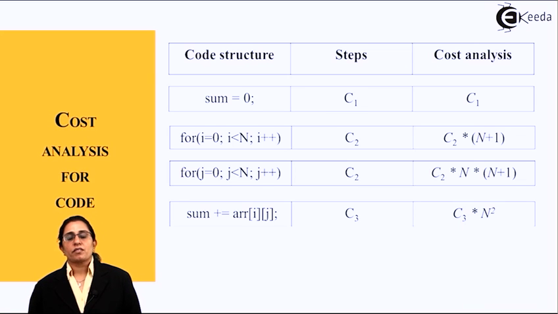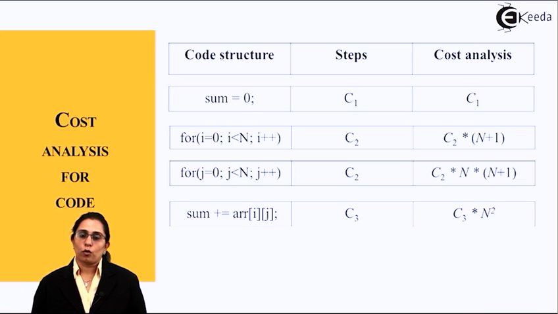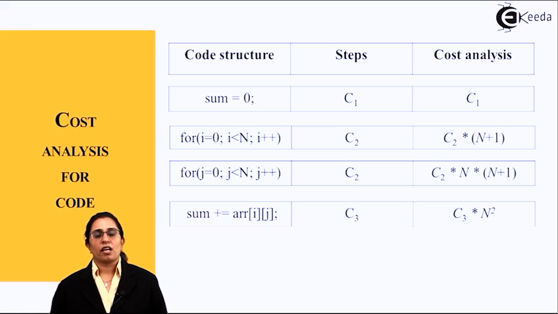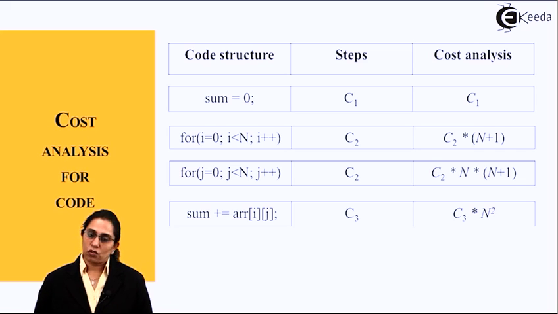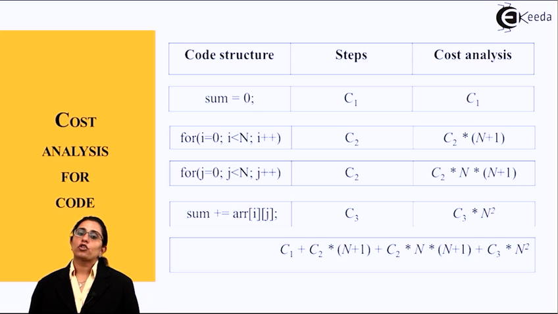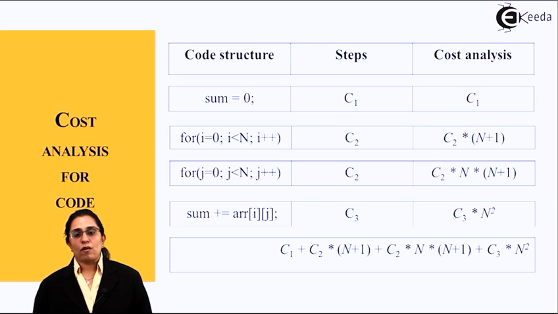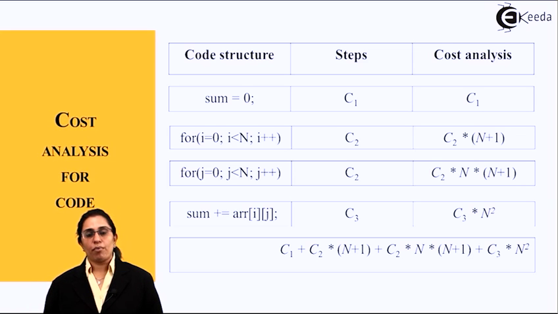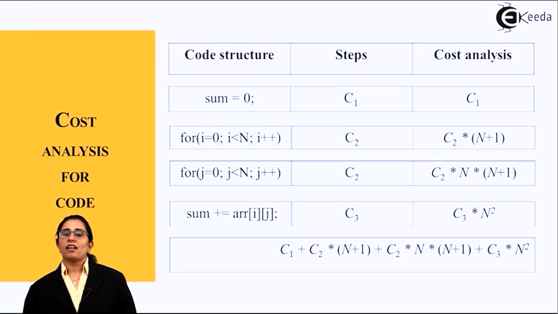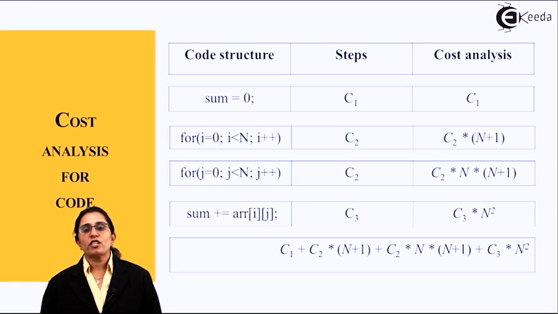And the third step is again an assignment statement, which is a calculation. It is given sum plus is equal to a of ij. It is given a step C3, so C3 into n square. So the total cost analysis is C1 plus C2 into n plus 1 plus C2 into n plus 1 plus C3 into n square. So this is the cost analysis for the simple code for which example we have taken.